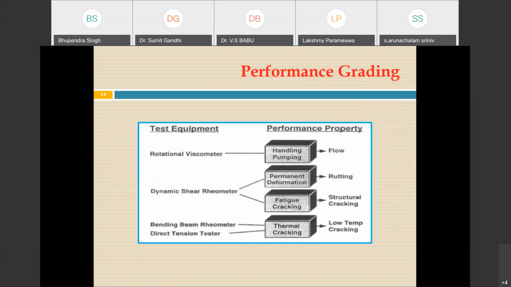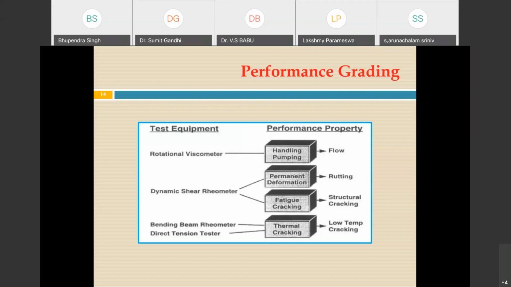Now, what are the different test equipments that are used, and what are the different performance properties that they cater to? First one is the rotational viscometer. The rotational viscometer is used because we want to check the flow of the bitumen at construction temperature, which is 135 degrees Celsius. That is why the kinematic viscosity is checked at 135 degrees Celsius with the help of the rotational viscometer.